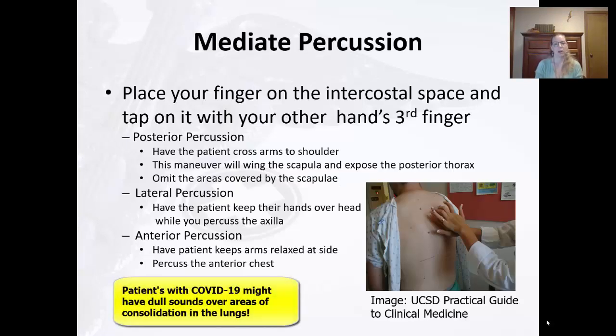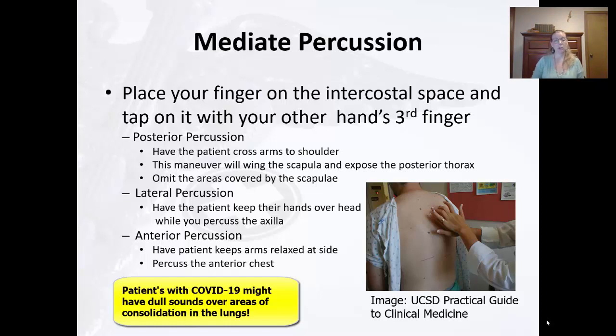All right, the last part of our cardiovascular and pulmonary exam is mediate percussion. Mediate percussion is when you place your finger on an intercostal space and you tap on that finger with your other hand's third finger. And you can percuss the posterior chest wall, the lateral chest wall, or the anterior chest wall. If you're percussing the posterior wall, you would have the patient sit with their arms crossed, and you would percuss on areas immediately over the scapula. Okay, so like in between the spinous process and the scapula.